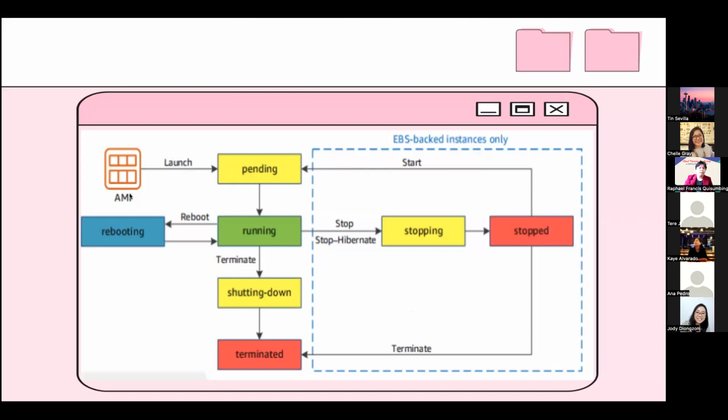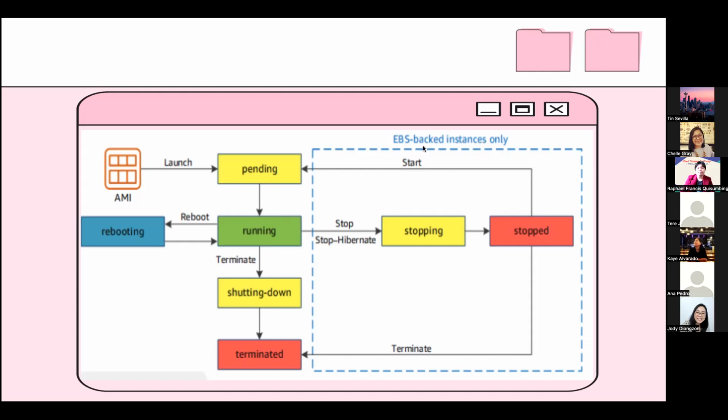So when launching, you come from an AMI or an Amazon Machine Image. You launch that, it goes into pending state. Once it's completed, it goes to running state. From running state, of course you can reboot it, or if you want, you can stop it, and then start it again. From running, you can also shut it down and it becomes terminated. Just do take note, stopping and hibernating is only allowed for EBS-backed instances, or basically Elastic Block Store instances.